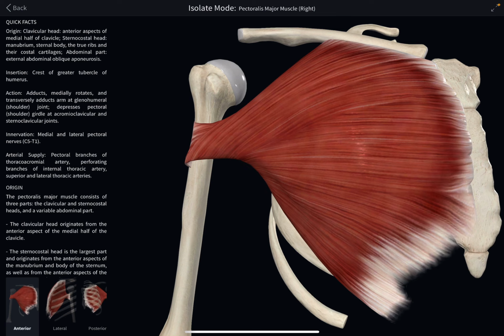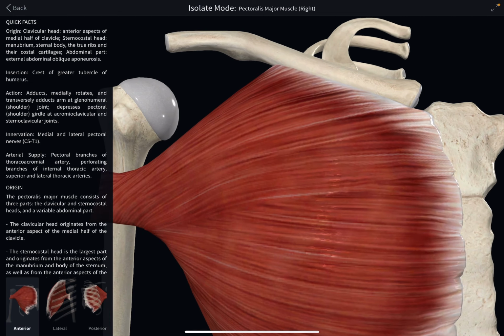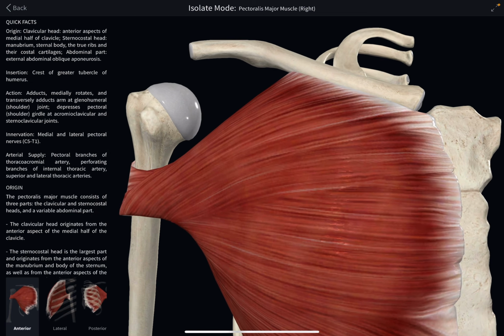Now, when you consider only the clavicular fibers, you can imagine only the clavicular fibers contracting, and they cause the flexion of the arm at the shoulder joint. Flexion of the arm at the shoulder joint, only the clavicular fibers, as in pushing.